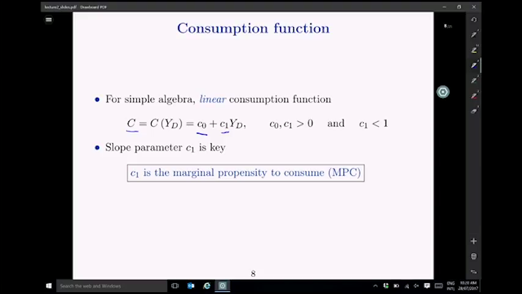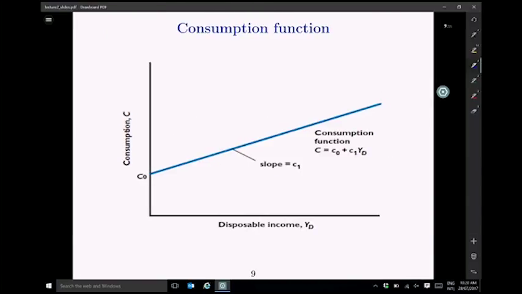Generally, we assume that C0 and C1 are greater than 0. And the other thing about this marginal propensity to consume is that it's less than 1. What does it mean? It means that if you have $1 more, you spend part of it. You won't spend $1.50. So that's a reasonable assumption, right? If you have some extra dollar, you want to spend part of it, not all of it. That's why C1 is generally less than 1.